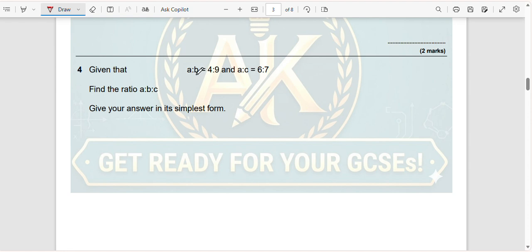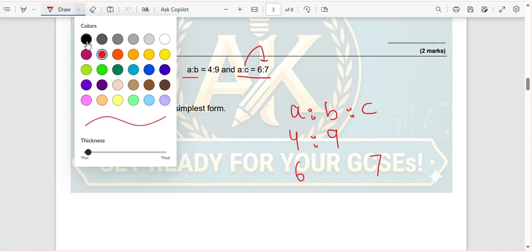Okay, so this question is also similar. I have ratio A to B, and I have ratio B to C. I'm going to write down here A ratio B ratio C. I have an A value of 4, a B value of 9, an A value of 6, and a C value of 7, so I'm going to write 7 here. I'm going to use a different color, so I hope you understand everything, right?